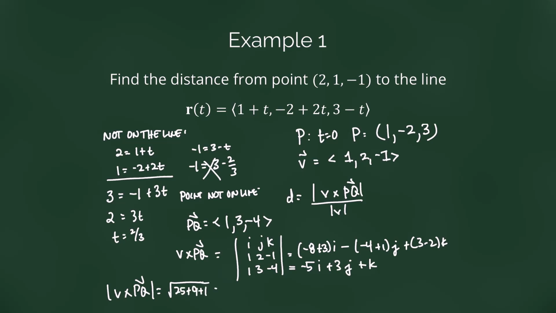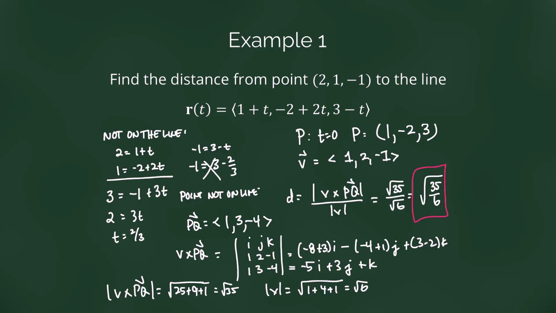So the magnitude of v cross PQ is the square root of 25 plus 9 plus 1, so that's the square root of 35. And the magnitude of v is the square root of 1 plus 4 plus 1, which is the square root of 6. And so our distance is going to be the square root of 35 divided by the square root of 6, which you can just write as the square root of 35 sixths. So final answer, the distance is the square root of 35 over 6.